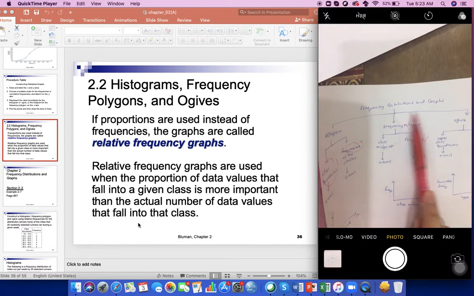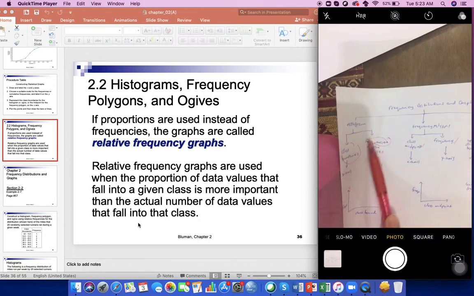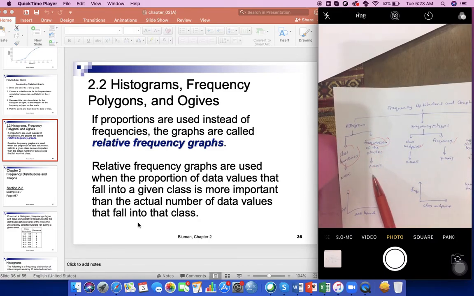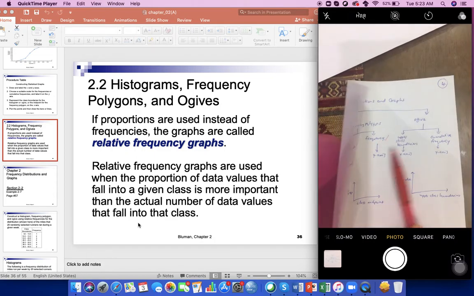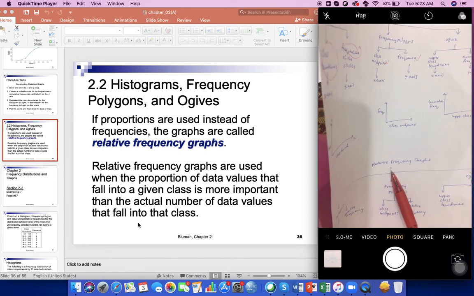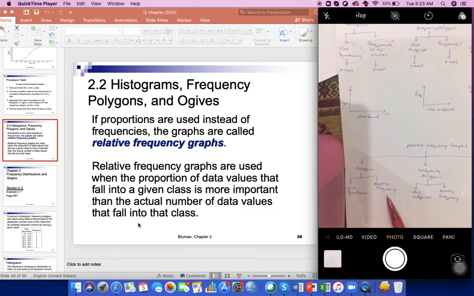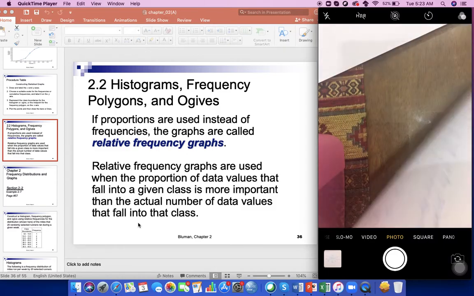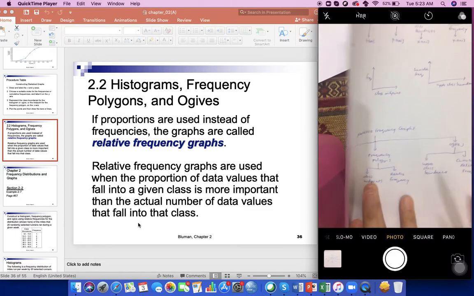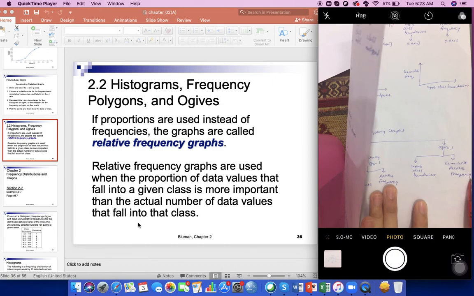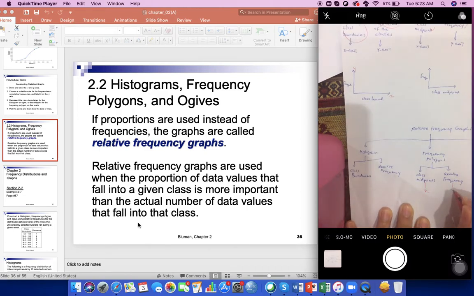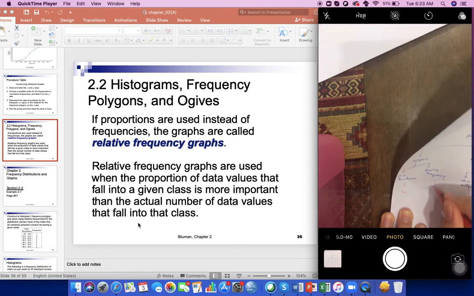For frequency distributions and graphs, we use only the frequency. On the y-axis we use frequency, and for the OGIVE, cumulative frequency. But for the relative frequency graph, the x-axis is the same, and for the y-axis we use relative frequency, and for the OGIVE, cumulative relative frequency. So you must remember this one is x, y-axis, and this one is also x, y-axis.